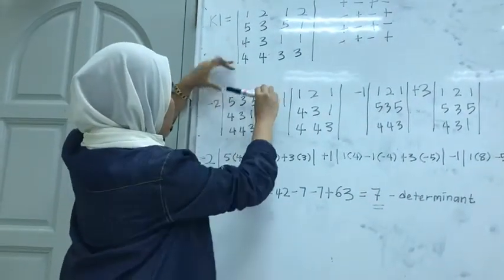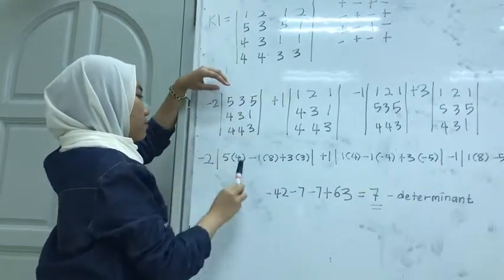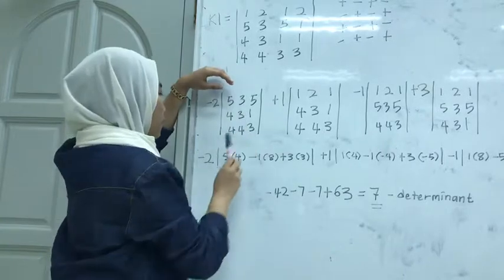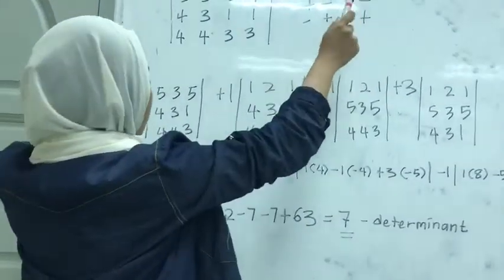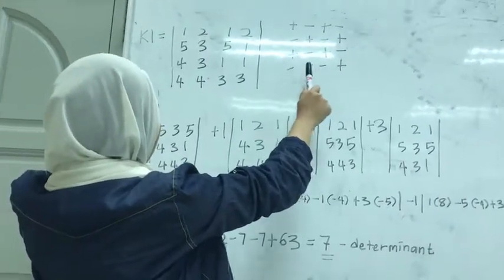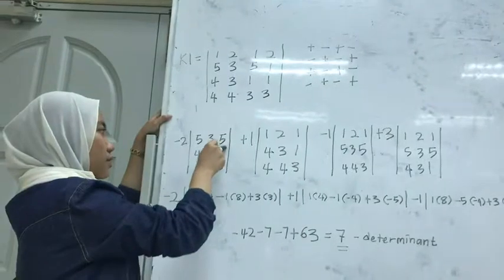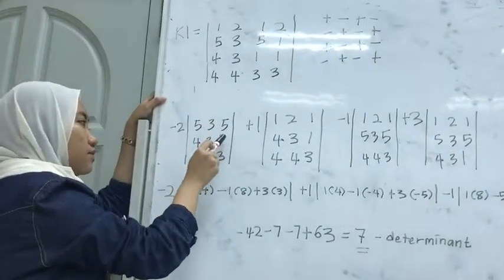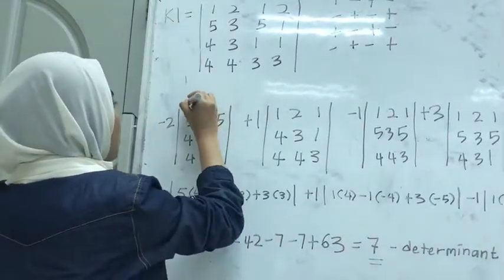I close this, and 4 times 4 is 16 minus 4 times 3 is 12. So this is 4. So 5 times 4 minus 1, because this sign we got is minus. For this 3 by 3 matrix, the sign is minus and this is plus. So basically we need to show this.